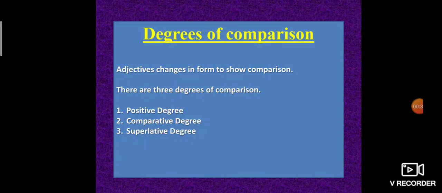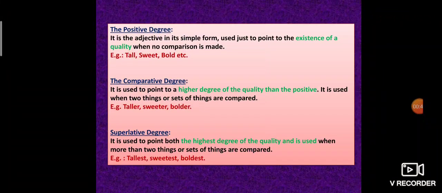So in degree of comparison, the word which is an adjective changes. Let's see the three degrees, my dear students. First is the positive degree. It is an adjective in its simple form, used just to point out the existence of a quality when no comparison is made. Example: tall, sweet, bold. So my dear students, what is positive degree? It is an adjective in its simple form.